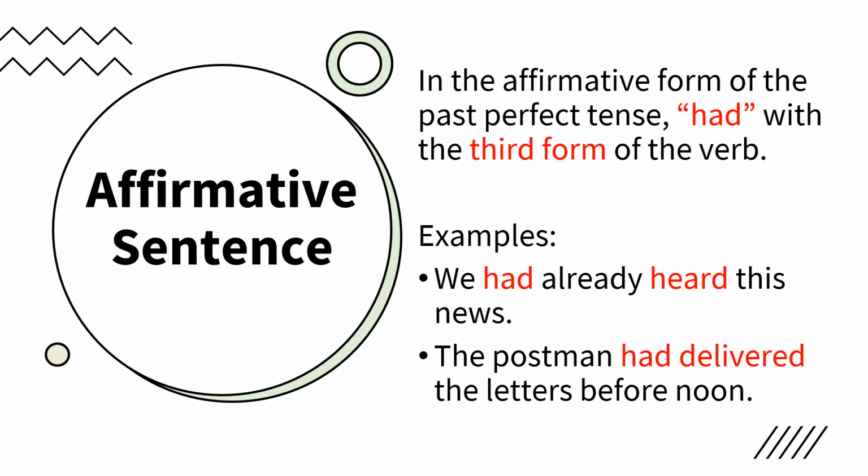Affirmative sentences of past perfect tense. In the affirmative form of past perfect tense, we use had with the third form of the verb. For example, we had already heard this news. The postman had delivered the letters before noon.